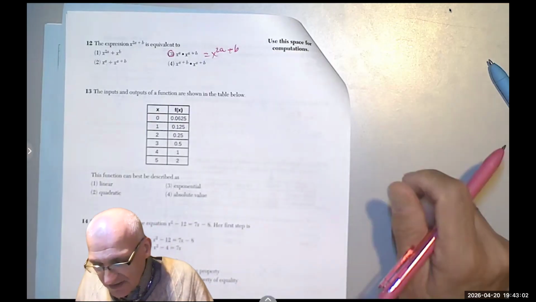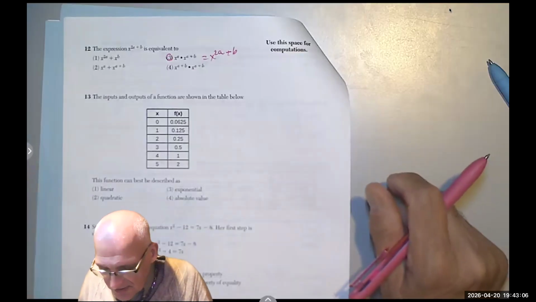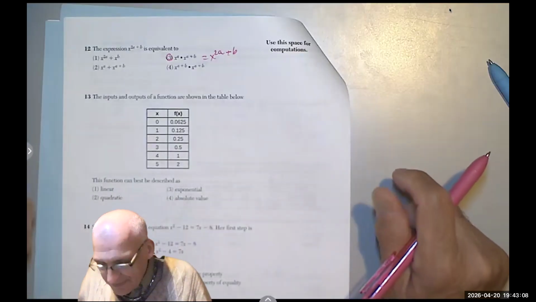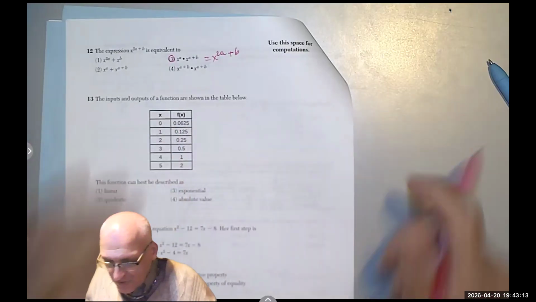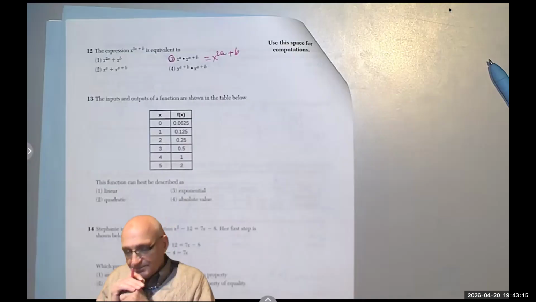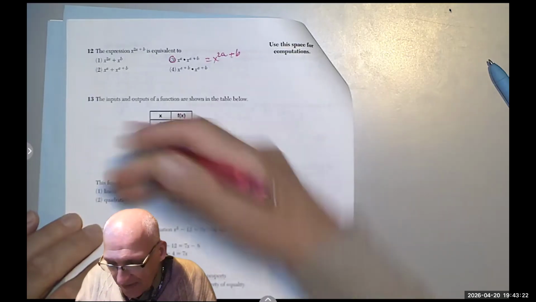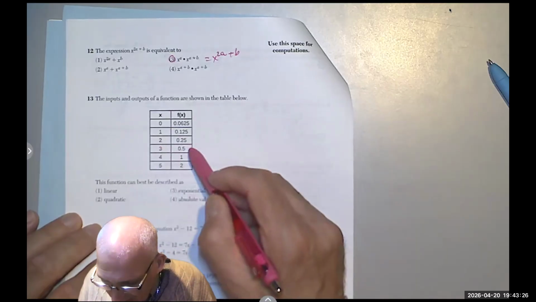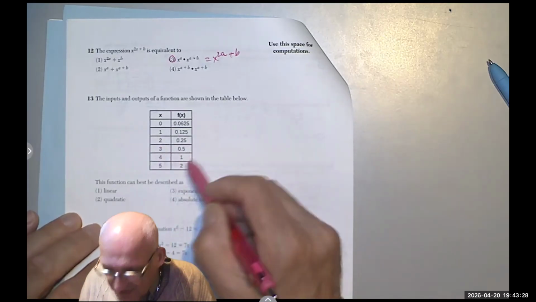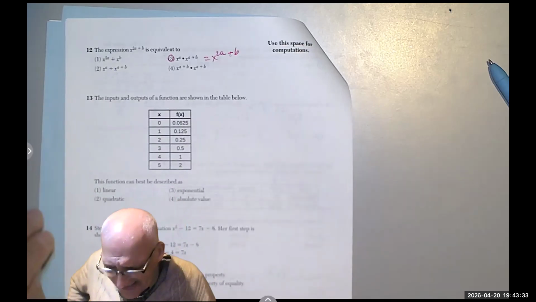Okay, number 13. The inputs and outputs of a function are shown in the table below. The function can best be described as what? Linear, quadratic, exponential, or absolute value. Well, if it's linear, it should increase by the same amount. Notice here, I'm going to ignore the fractions. From 3 to 4, it increased by 1/2, but from 4 to 5, it increased by 1. So it's not linear. Is it quadratic?